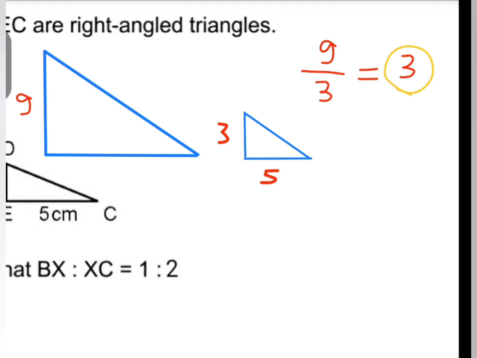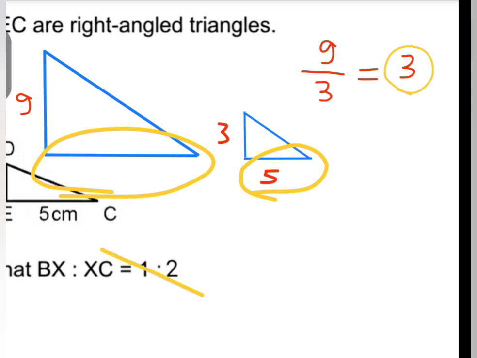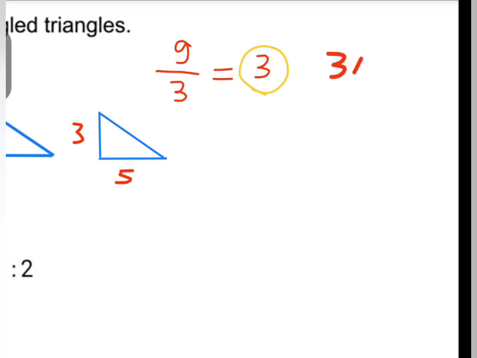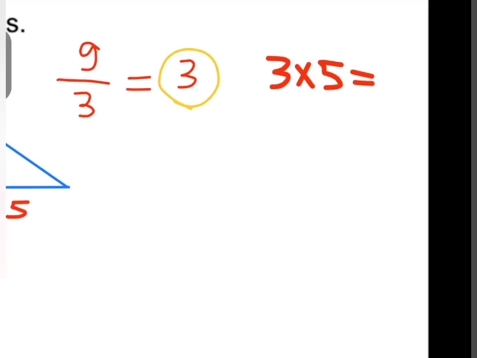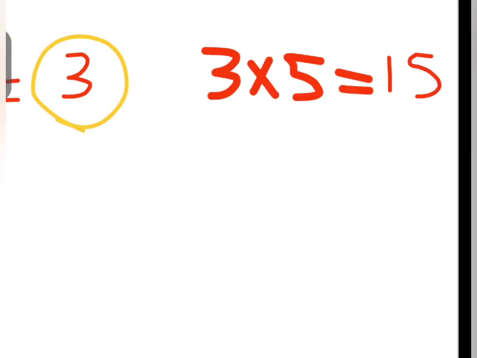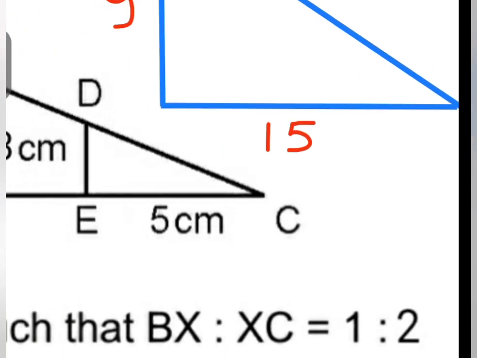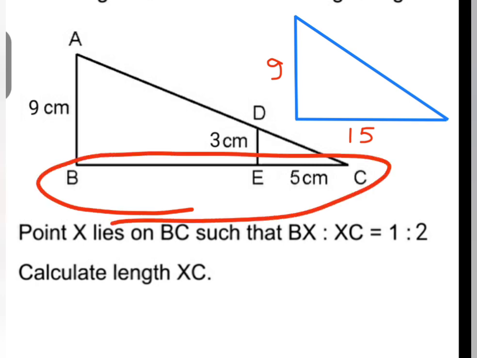Now, we're going to use the 3 to find this side, and because this side is big, or the large one, and this one is small, to find the length of a bigger side, we multiply the smaller side by the scale factor. So we're going to multiply these by each other to get the answer. Now 3 times 5 equals what? Good job. 3 times 5 equals 15. Let's write it here. So this one is 15. So we write 15 next to it. Now, we found the length of BC, which is 15.